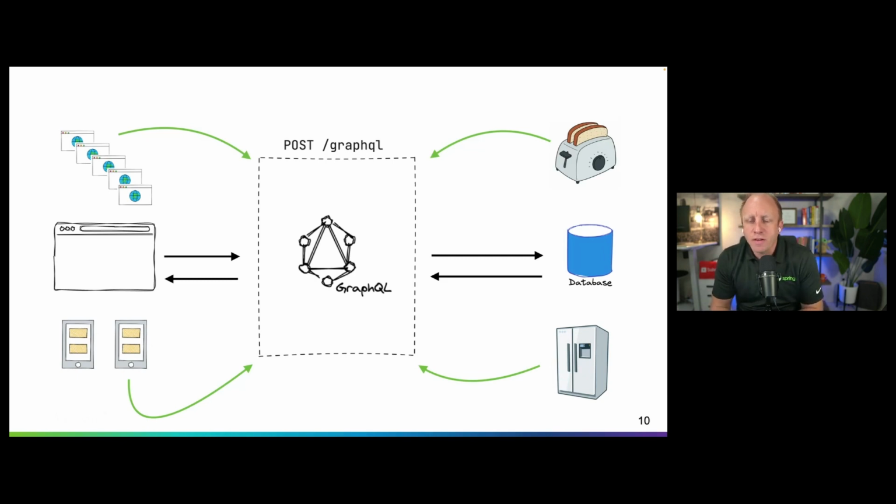So what happens is when we move to something like GraphQL, now we can flip the onus on the client, and we can have a single endpoint. And we could say, hey, whatever information you need, you can go ahead and request it.